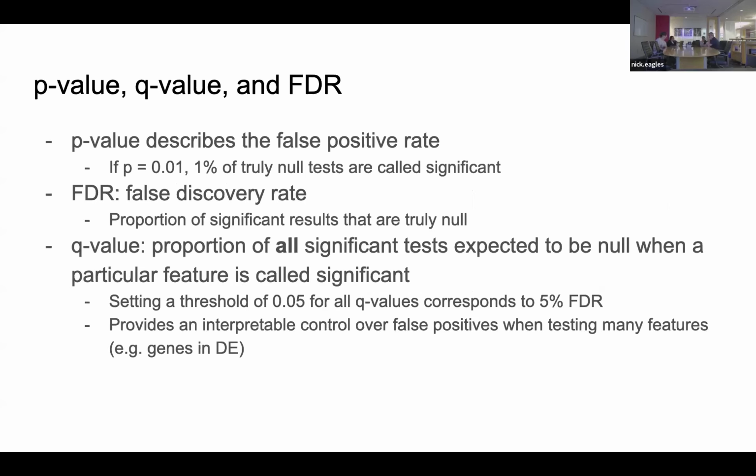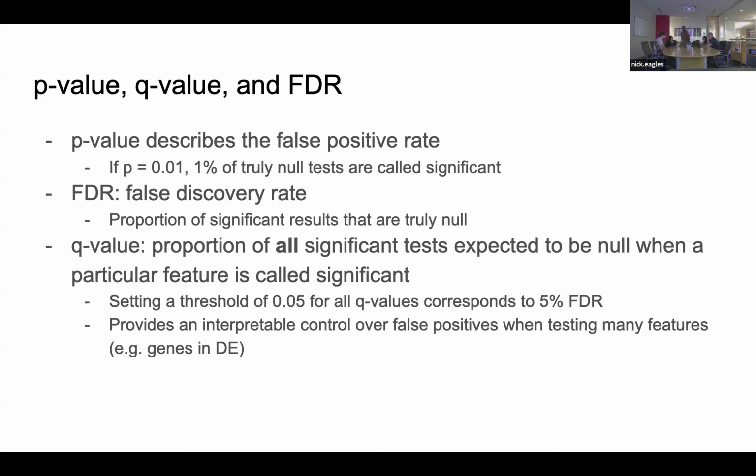So the p-value really tells us about the false positive rate. So a p-value of like 0.01 would mean that if you take all truly null tests, 1% of them will be called significant even though they're actually null. In other words, if we're asking if genes are differentially expressed, 1% of null tests are called significant. So that's not really telling us about a related concept, FDR.